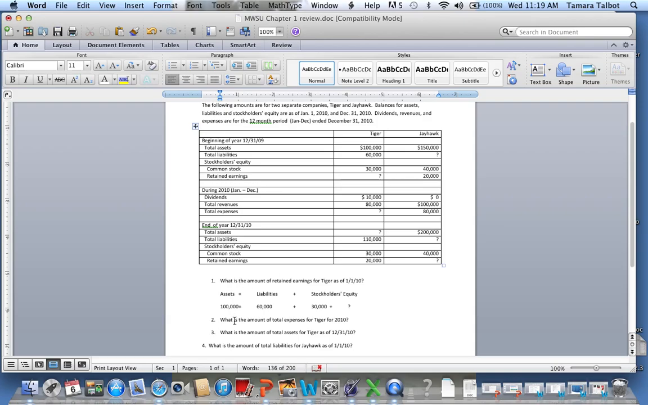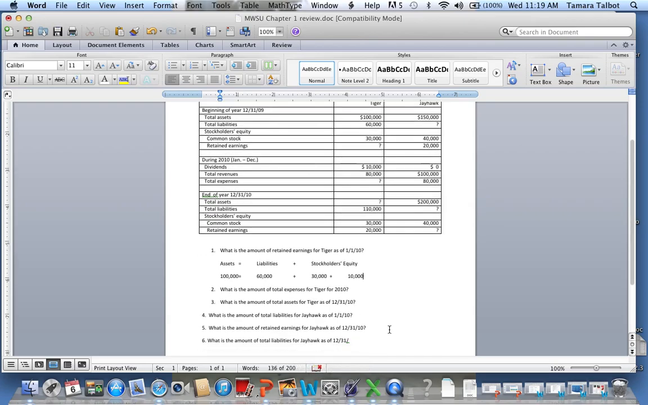When we quickly look at this equation, we can see that 60 plus 30 is 90. We want it to equal 100,000. So that tells us this will be $10,000 for retained earnings. If we wanted to, we could fill it in.